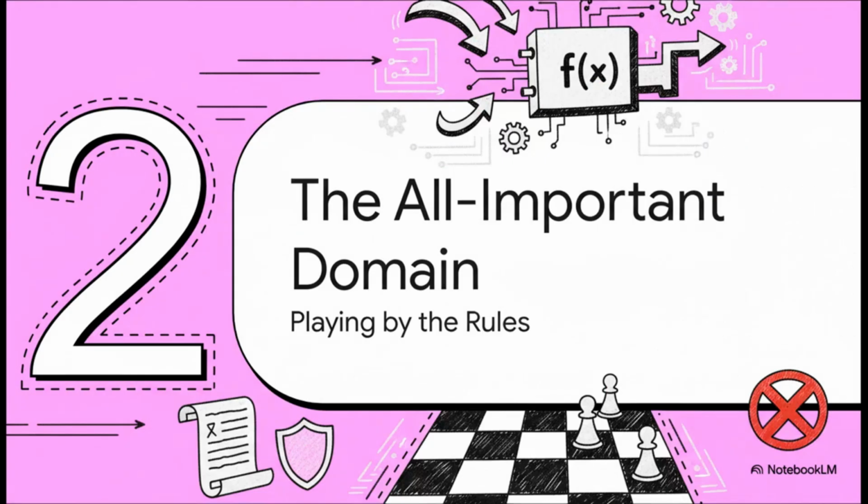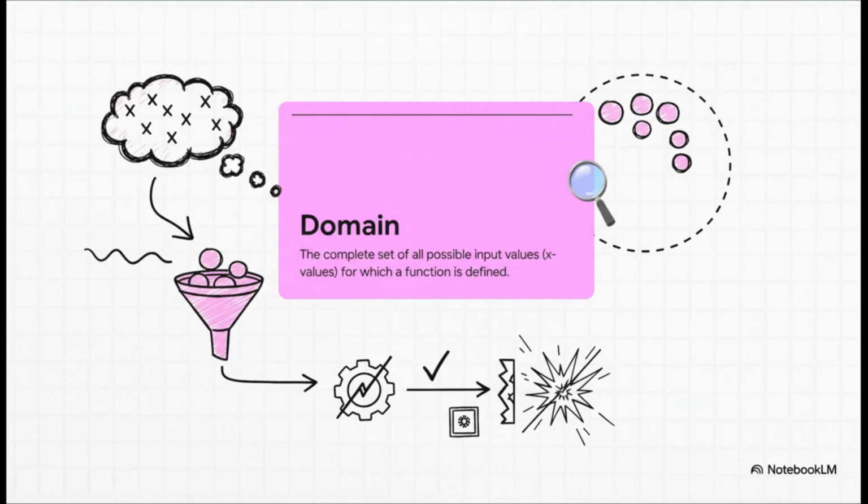Okay, but whenever you create something new, you've got to know the rules, right? You need to know which inputs are actually allowed. And this brings us to a really crucial idea, the domain. It's all about playing by the rules of the game. So what exactly is the domain? The best way to think about it is like a guest list for your function. It is the complete set of all the x values that you're allowed to plug in. Some numbers are totally fine, but others might show up and break the math. The domain just tells you who's on the list.